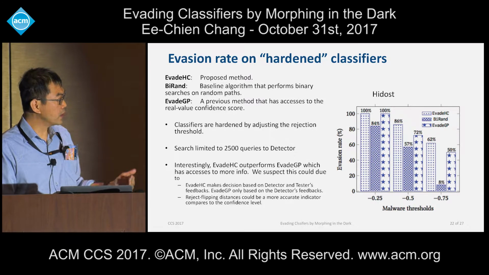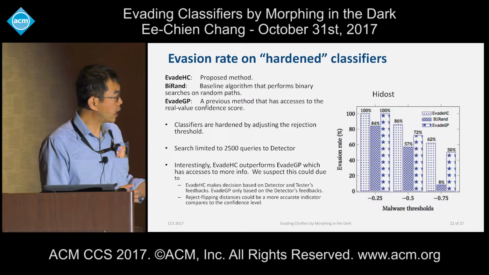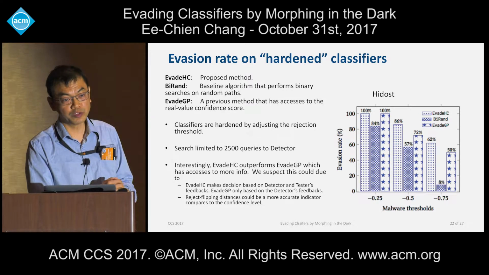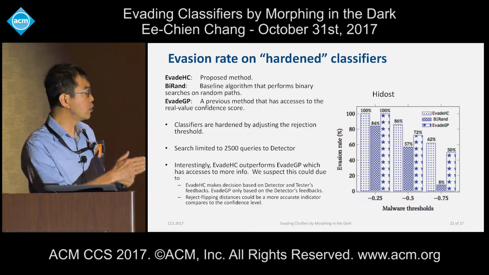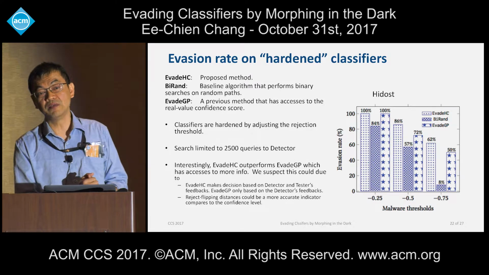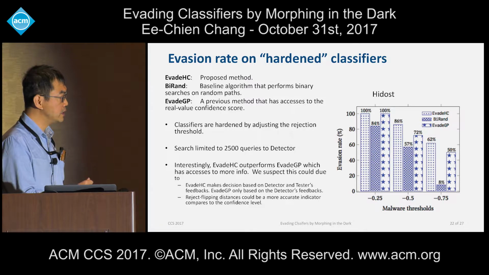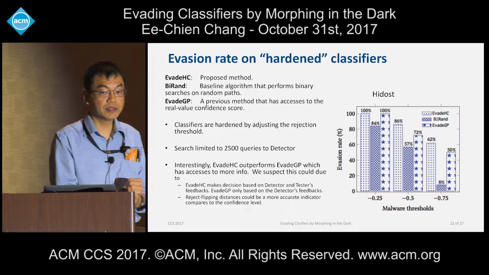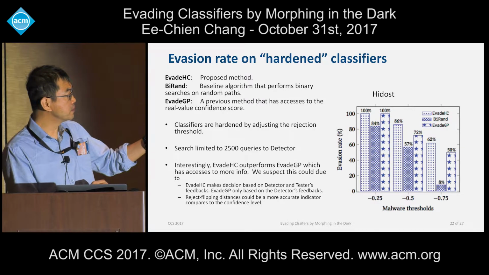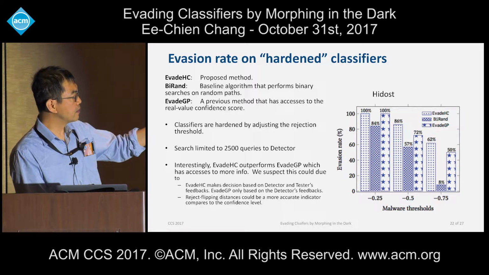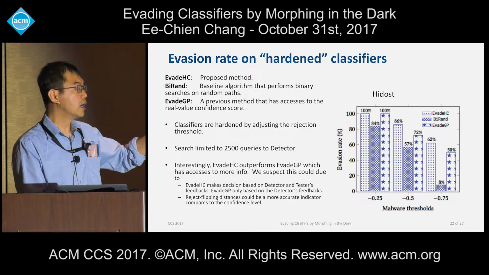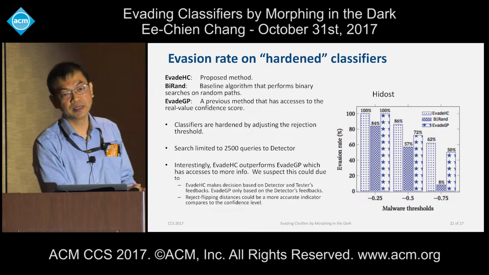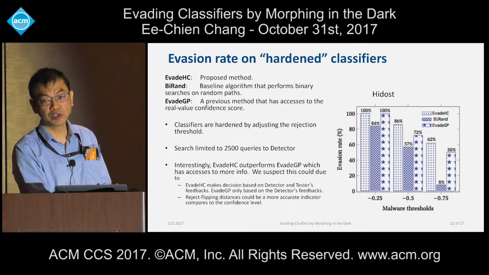For experimentation purposes, we harden our classifier by adjusting the rejection threshold. A lower threshold will make it more difficult to evade. And we limit the search to 2,500 queries to the detectors. That means that for binary random, 2,500 random paths are evaluated in order to find the evasion samples.